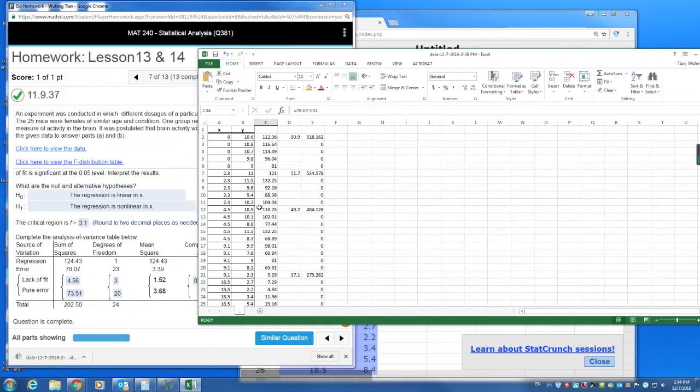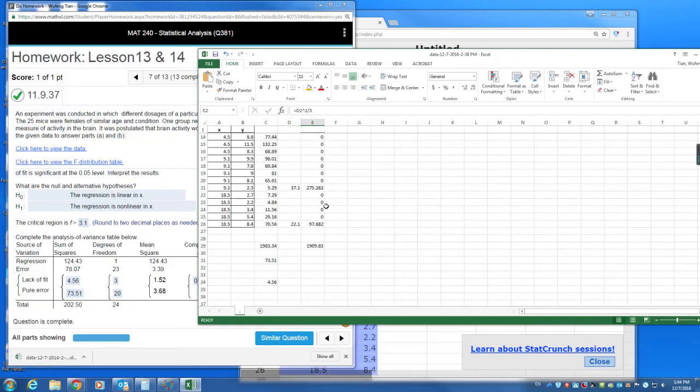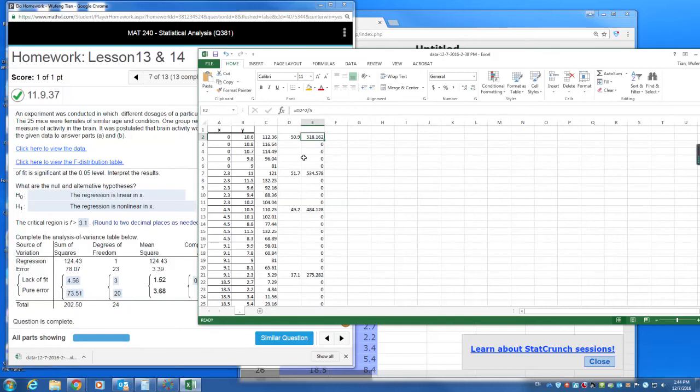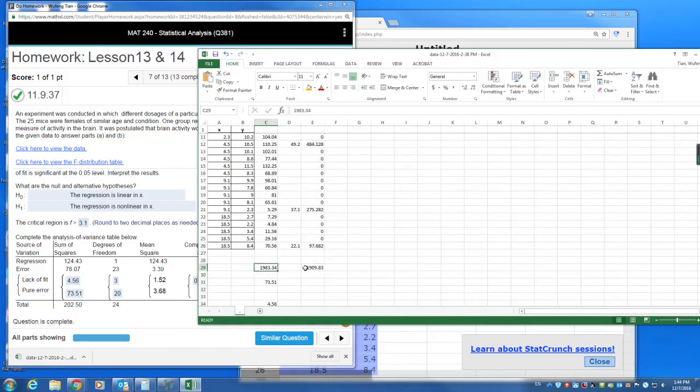So square all the y values and add them together. Then add the y values for x equals 0 and put it here, add the next y values and put it here, and so on. Then square each and divide by 5. Square this number divided by 5, square this divided by 5, and so on, and that gives you a total. Subtract these two and that's your pure error.